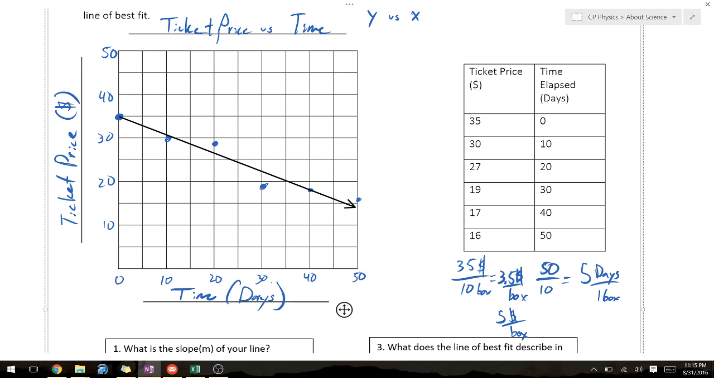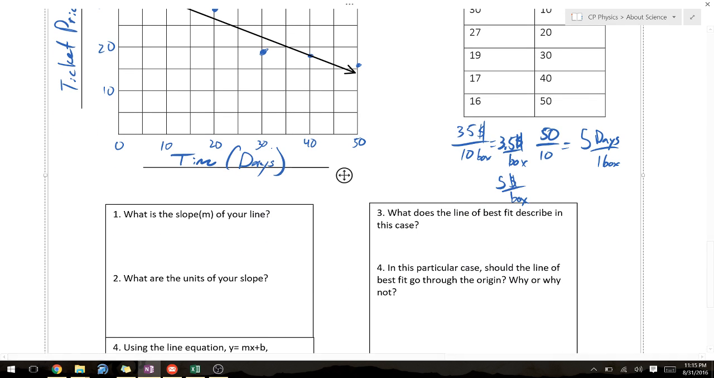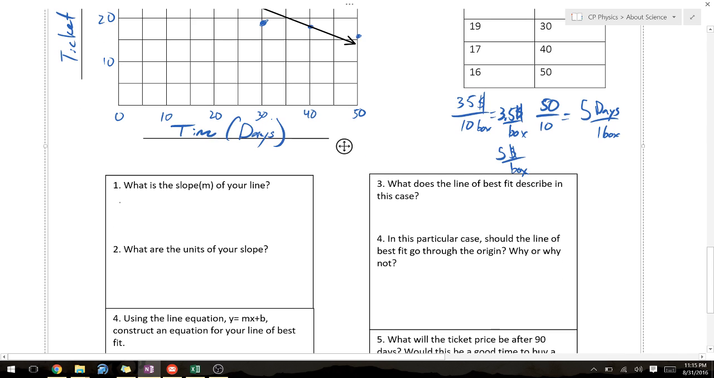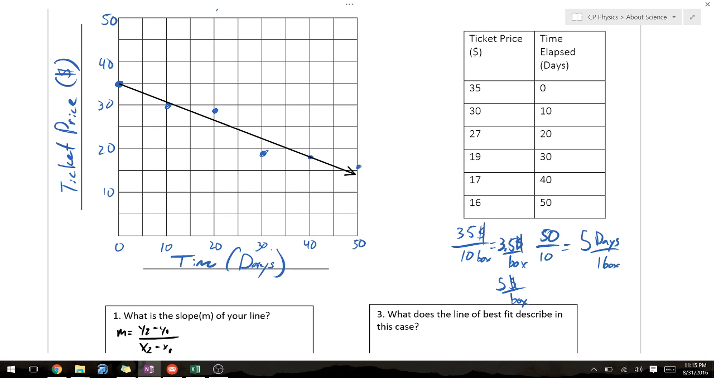So now we want to answer specific questions about this graph and be able to read what it really means. First is, what is the slope of your line? We know, hopefully you know, the slope equation is m equals y2 minus y1 over x2 minus x1. Now we have to pick our 2 points. Usually, your data is not as nice as this, and not many points will lie on your line of best fit. Luckily for us, we do have two. We have this one right here and this one right here.